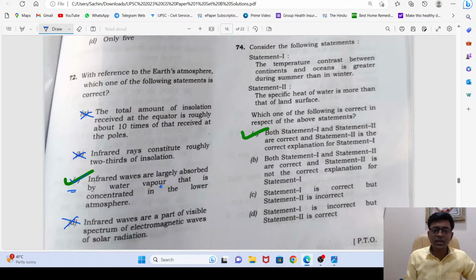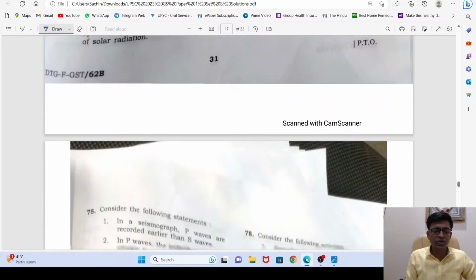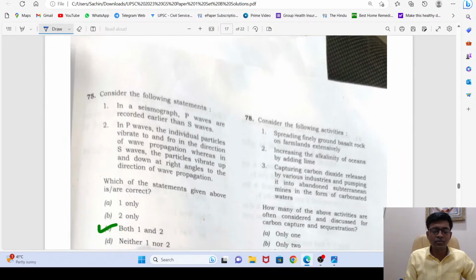Okay, then consider the following statements. The temperature contrast between continents and oceans is greater during summer than in winter. That is correct. The specific heat of water is more than that of land. That is also correct. That's why the temperature contrast between continent and ocean is greater. That's why your answer is A. Let's go to question number 75.